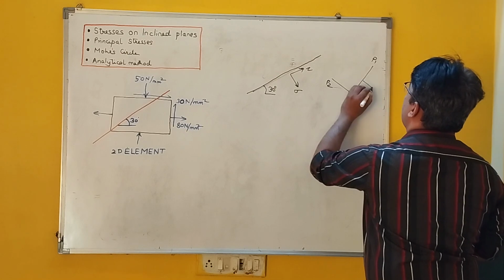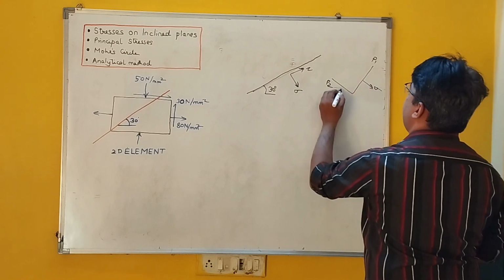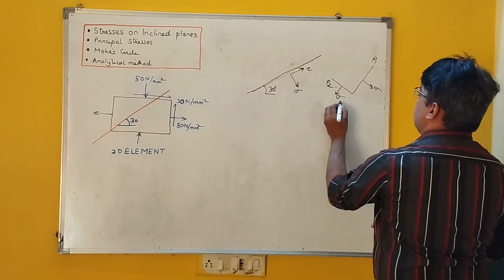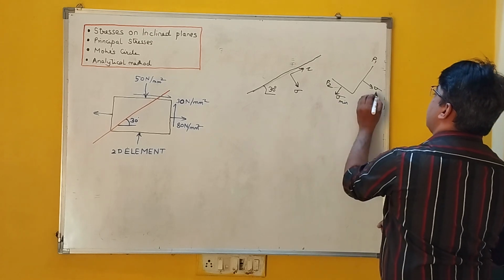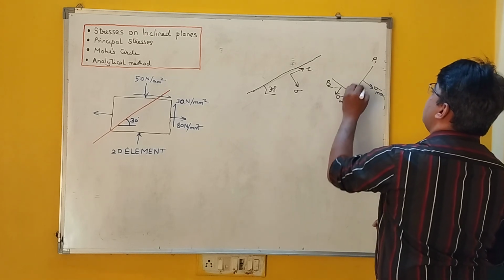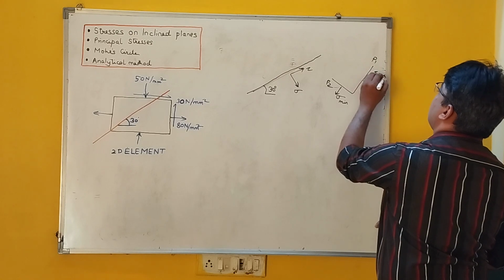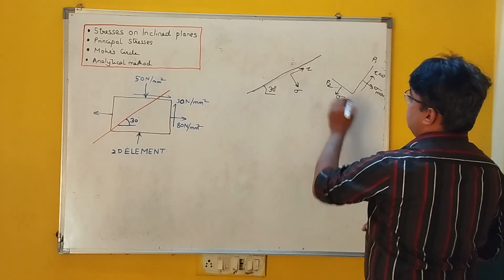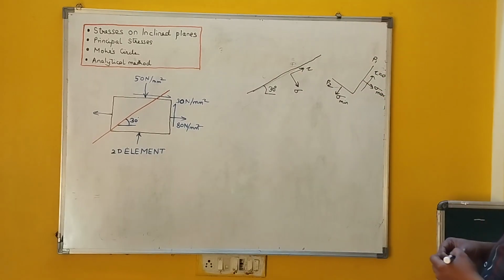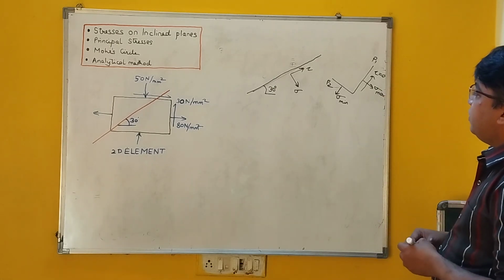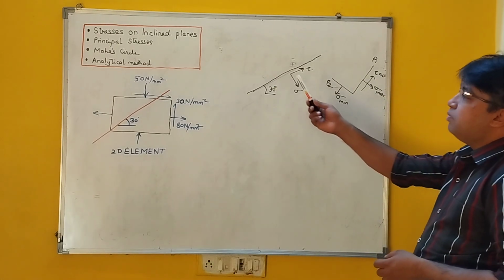On these there will be normal stresses, which will be maximum and minimum. So this is sigma min, this is sigma max. But there will be no shear stress, so tau will be equal to 0. That is the case. Even this can be plotted with the help of the Mohr circle.